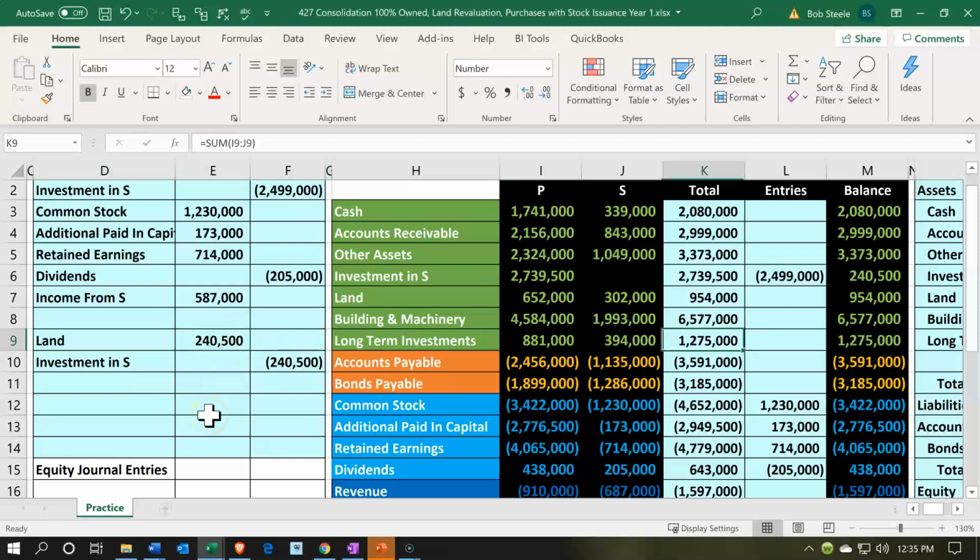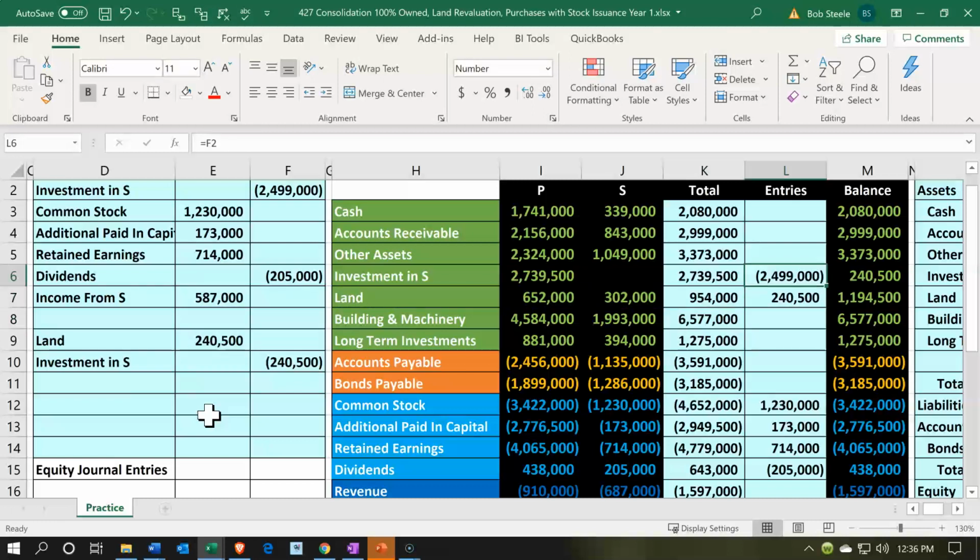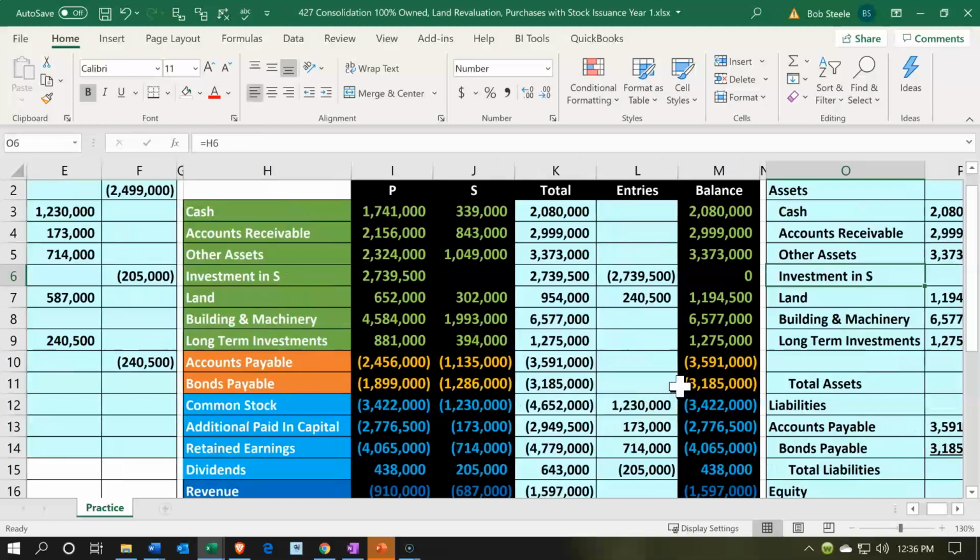So land, we're going to go back over on L7, equals, and we're going to scroll over to that 240,500, and then we're going to go to the investment. Let's go back to the investment. Something's in it. So I'm going to say F2 plus F2, and then scroll on down to the investment, and that should remove the investment. So now the investment has been removed, and it looks like everything is good to go for our major consolidation accounts.